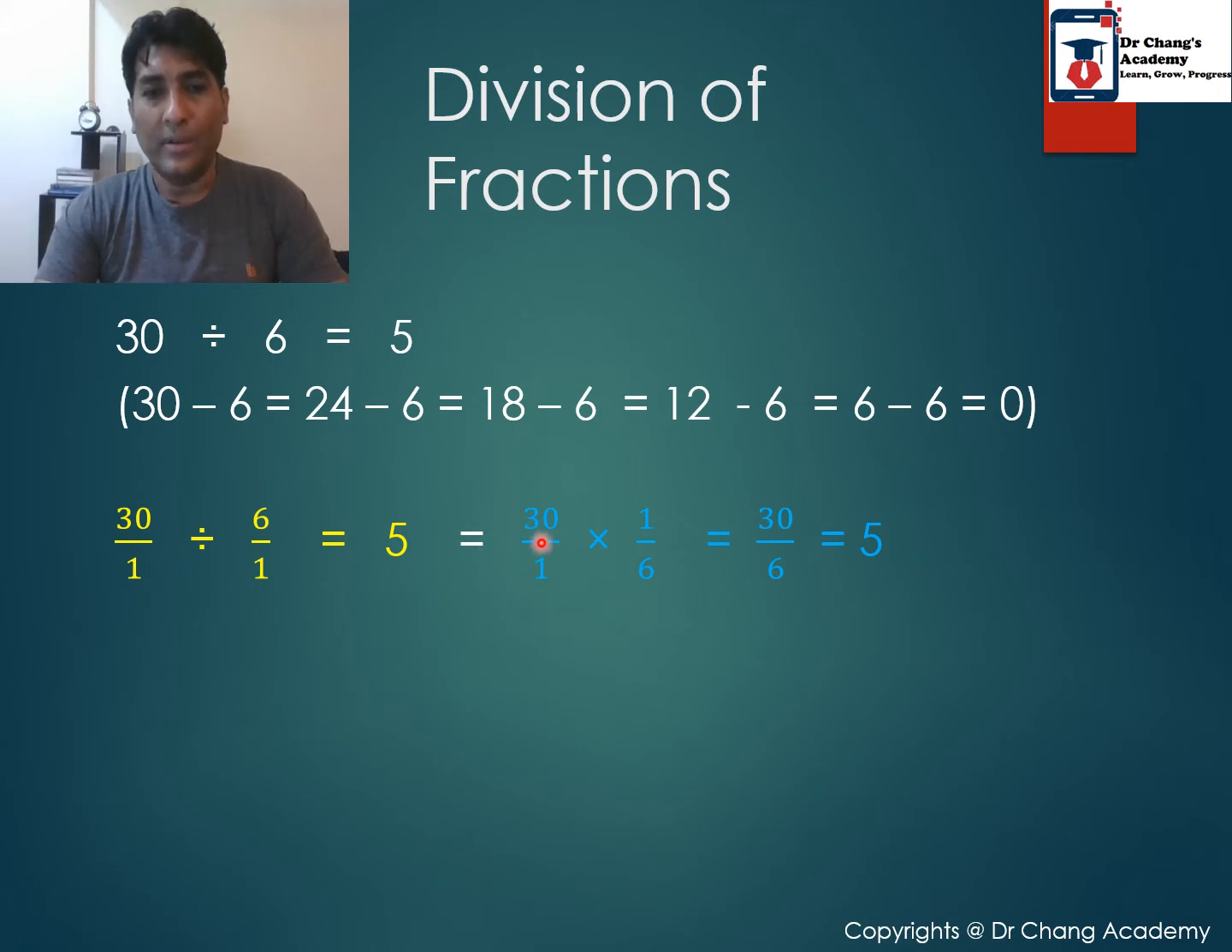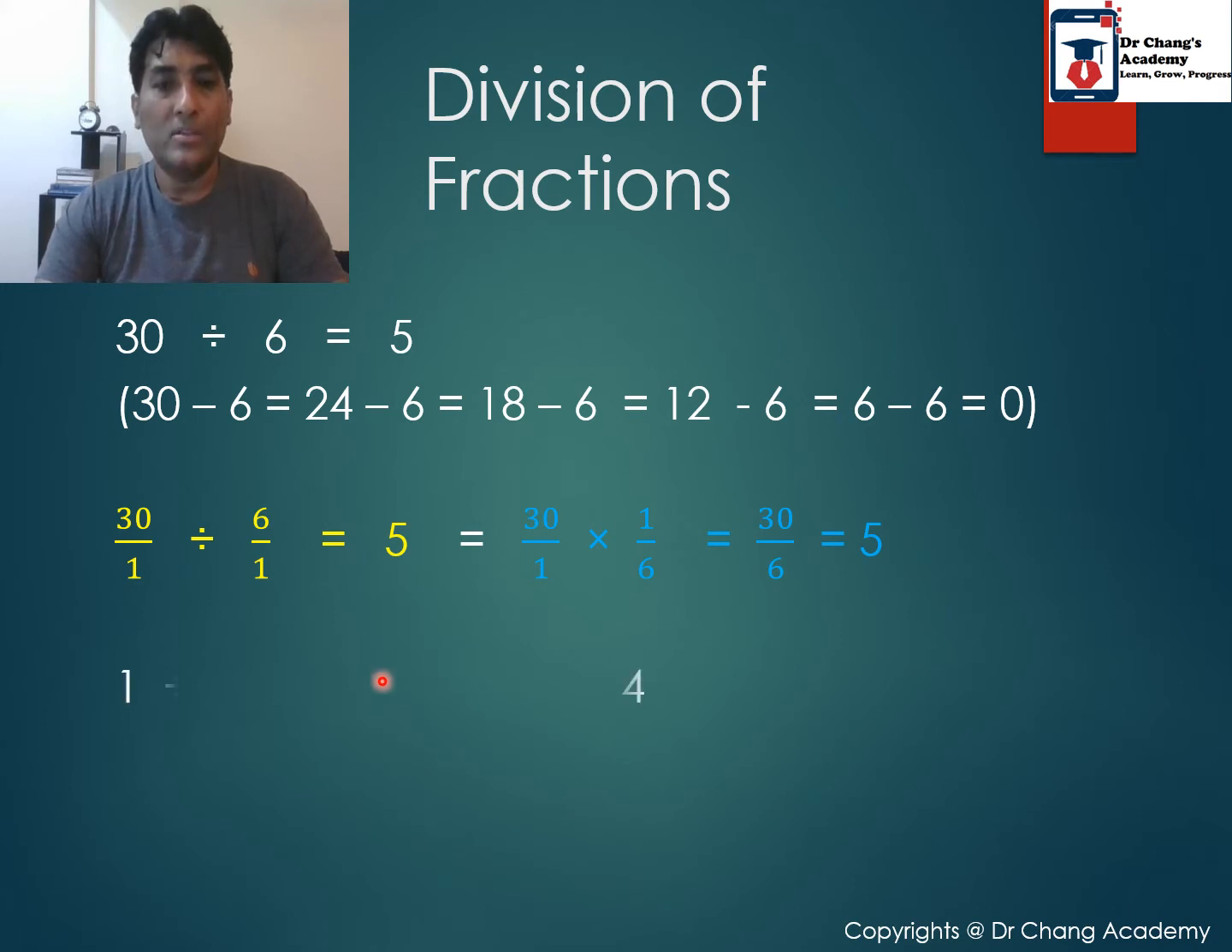multiplication, and now if we solve it, 1 times 30 is 30, and 6 times 1 or 1 times 6 is 6. Now 30 divided by 6 is equal to 5, that we saw here and here. So this is the frequent method that we use to solve division problems in fractions. We change the division into multiplication by replacing the divisor by its multiplicative inverse, and we solve the multiplication. We have the same answer that we can get by division.